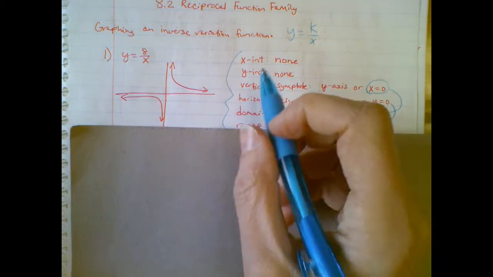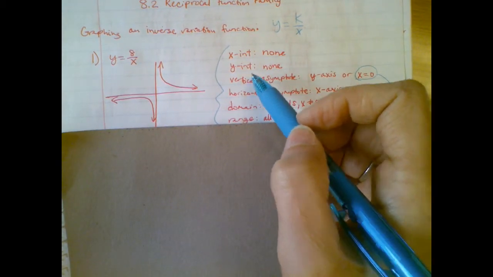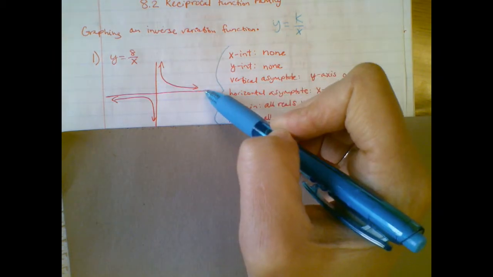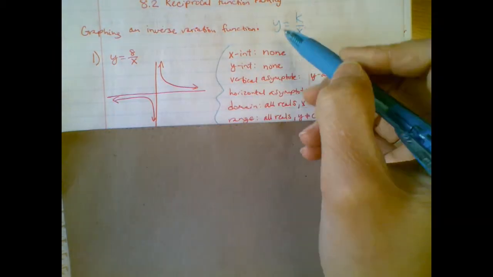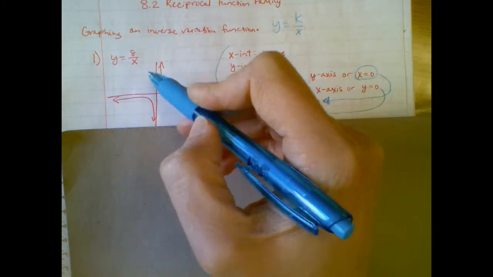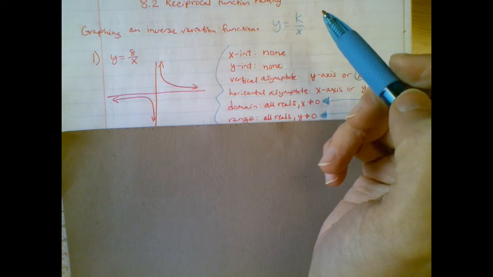The first part is the x-intercept. The x-intercept is where your graph crosses the x-axis. Right here, notice it approaches the x-axis, but it does not cross it, so we're going to put none. The y-intercept, it approaches the y-axis, but does not cross, so we're just going to put none.